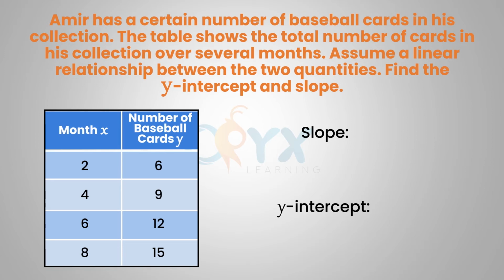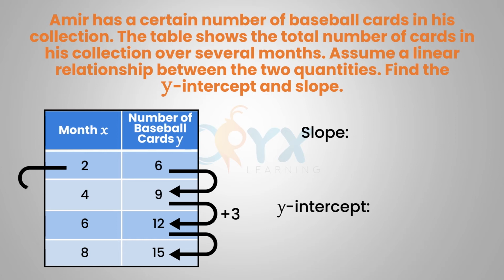Looking at the number of baseball cards, the y's, we can see that it increases from 6 to 9, 9 to 12, and 12 to 15, 3 each time. Looking at the x's, the months, we can see that it increases from 2 to 4, 4 to 6, and 6 to 8, which is an increase of 2. Therefore, the slope, the change in the y's over the change in the x's, would be 3 over 2.